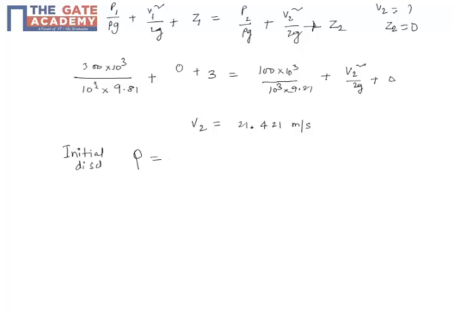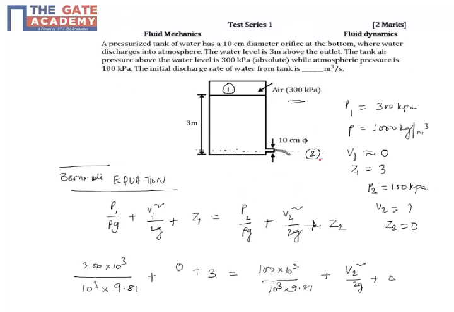So initial discharge Q is area into initial velocity, which is V2. As it is circular, the area of cross section is pi by 4 d square or pi r square, and the diameter is given, so we use pi by 4 d square. So pi by 4, diameter is 10 centimeters, so it is 0.1 meter, into 21.42. This comes out to be 0.168 meter cube per second. That is what is asked, 0.168 meter cube per second. So that is the answer. This is a straight application of Bernoulli's equation. Thank you.